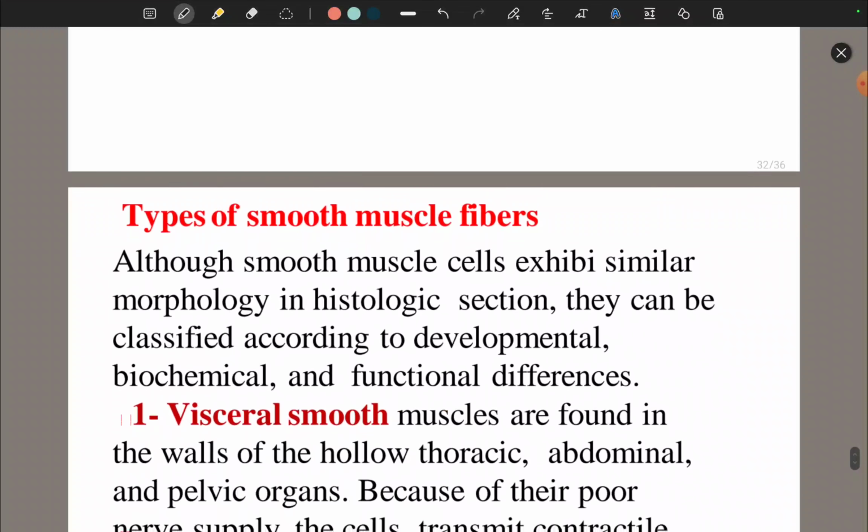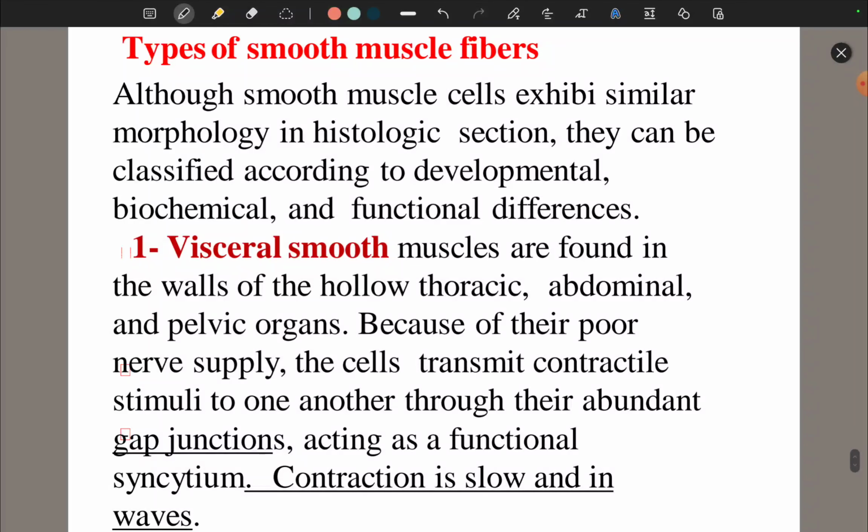There are three types of smooth muscle. They have approximately the same morphology or histology, but because of biochemical and functional differences, they are classified into these three types. Visceral, which are found in the viscera, meaning hollow organs in the thoracic cavity, abdominal cavity, and pelvic organs.